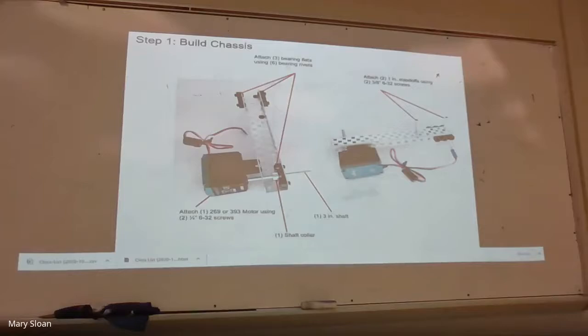This right here is the motor. And it's going to go, for example, right here. You have your red and your black wire. Your red has to go in the positive, and the black.